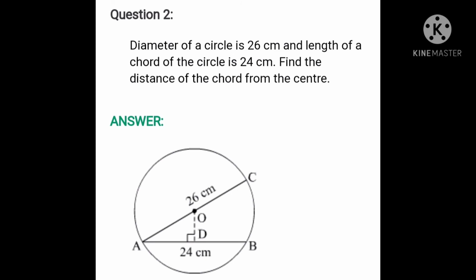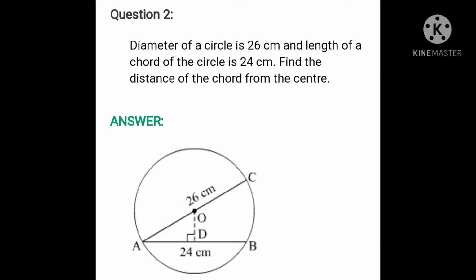Okay. Now move to the next question, that is question number 2. The diameter of a circle is 26 centimeter and the length of the chord of the circle is 24 centimeter. Then you have to find the distance of the chord from the center.